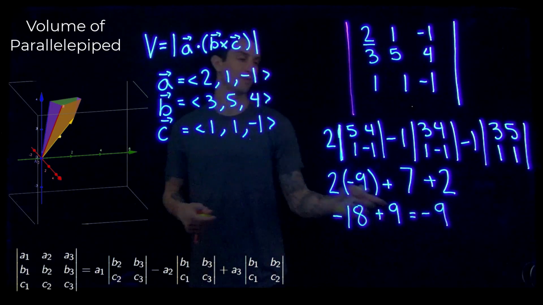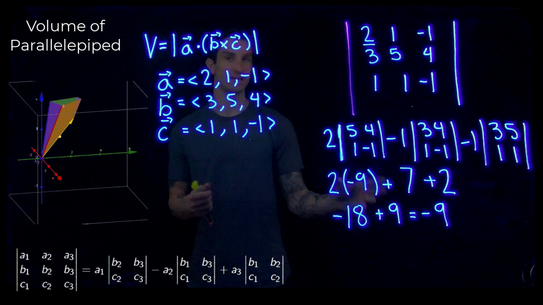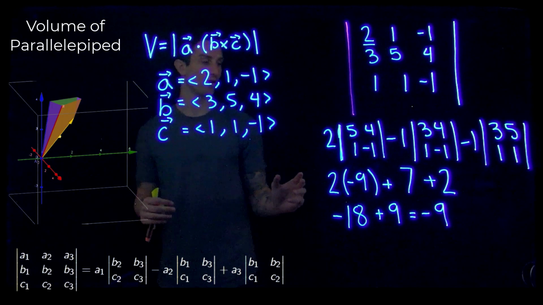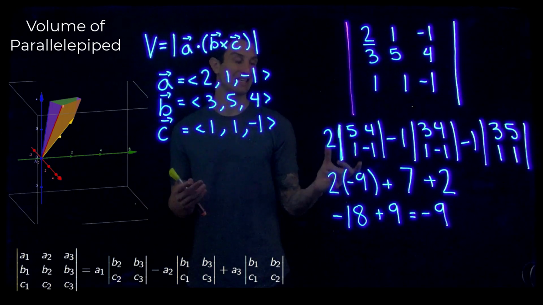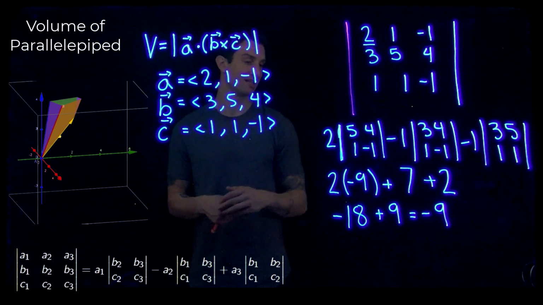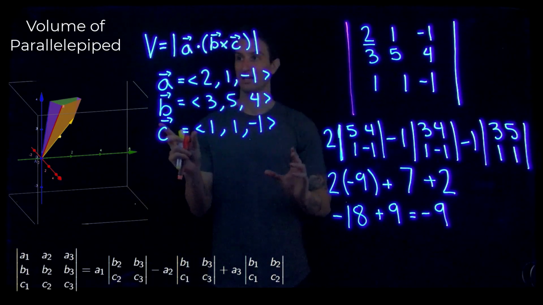9 volume. Now you might wonder, what is a negative 9 volume? It depends on what quadrant, and in 3 dimensions we have 8 quadrants, so it depends on what quadrant it's hanging out in, but that volume would be 9, and then its orientation is in a negative space. So negative 9 volume.